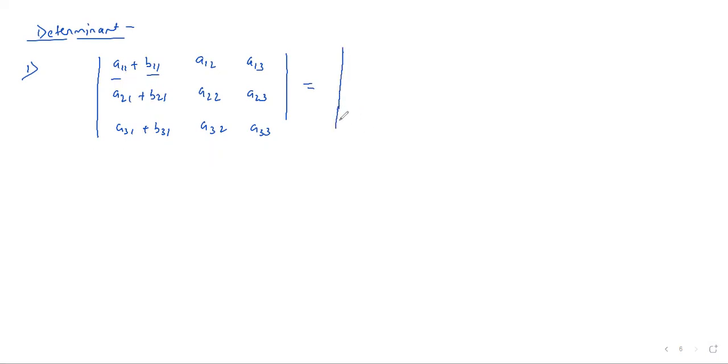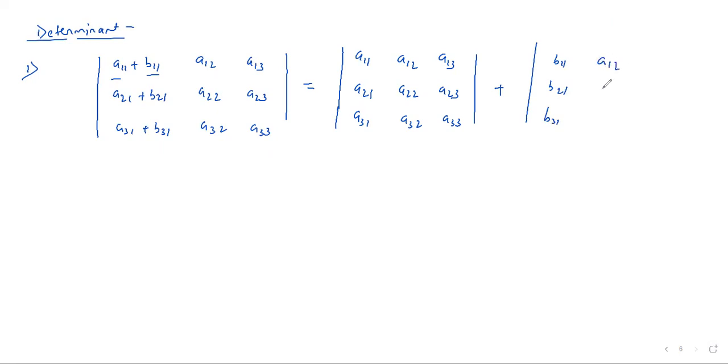Like, I can represent this determinant in the format of A11, A21, A31, A12, A22, A32, A13, A23, A33, plus B11, B21, B31, A12, A22, A32, and A13, A23, A33. So we have distributed this determinant into two parts. We can do this in a determinant. By this property, let's try to understand this with a problem.